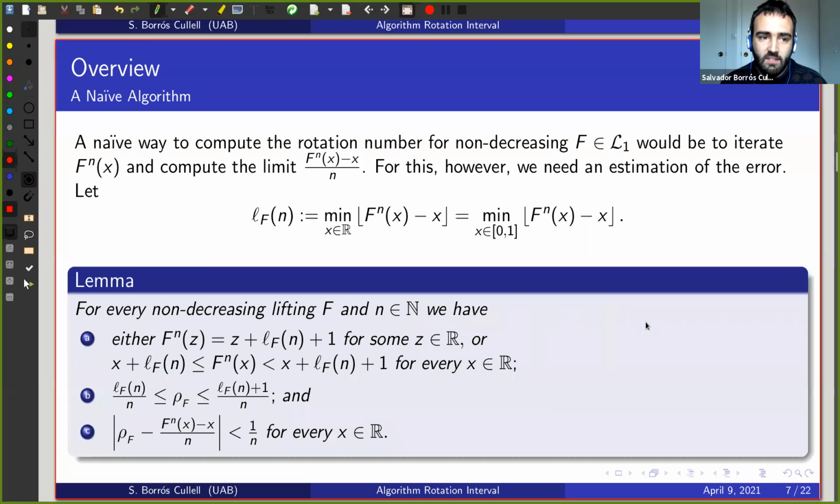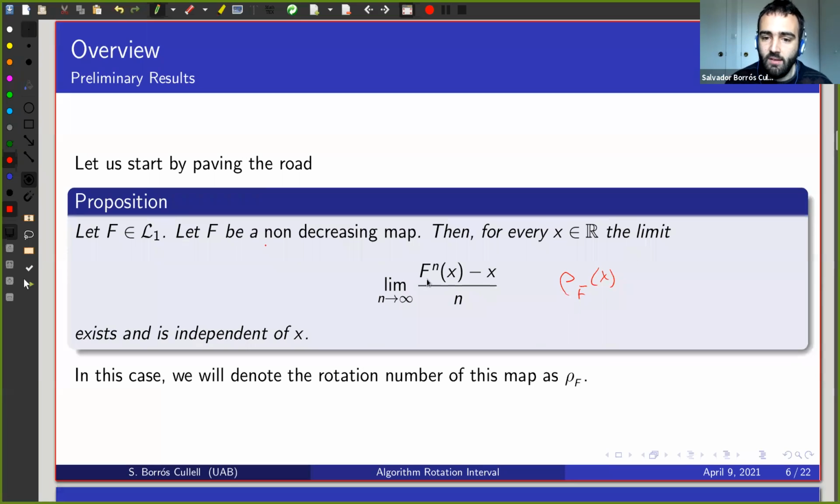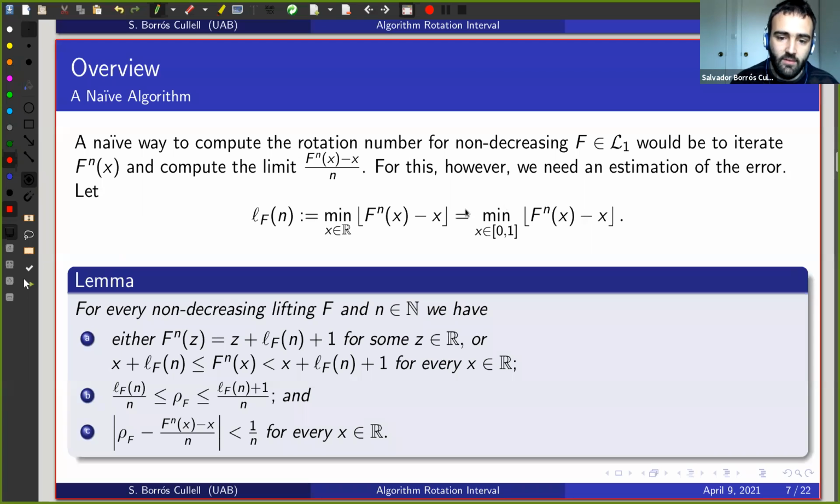And this may lead to a first naive algorithm to compute rotation numbers, which would be okay. Since we have a limit here, if we can see what the convergence is, then we have an algorithm. We just go on iterating the function and computing this number. And at the end, eventually, we will get close to our rotation number. We have to check how quick we get there.